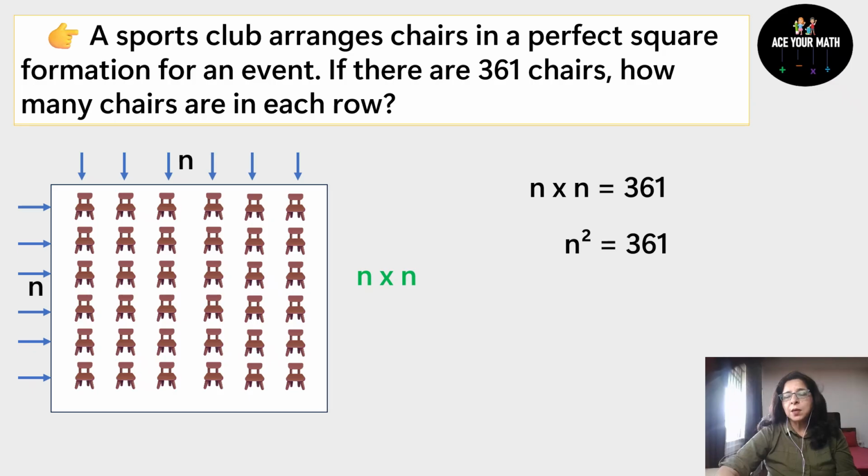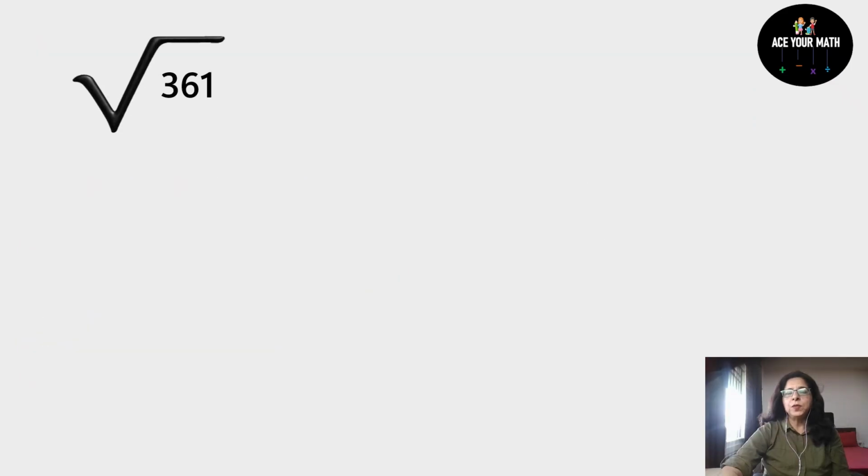So you can write n times n equals 361. n times n is nothing but n square. So n square is equal to 361. So what is n here? n is the square root of 361. Now we will solve. We will find the square root of 361.